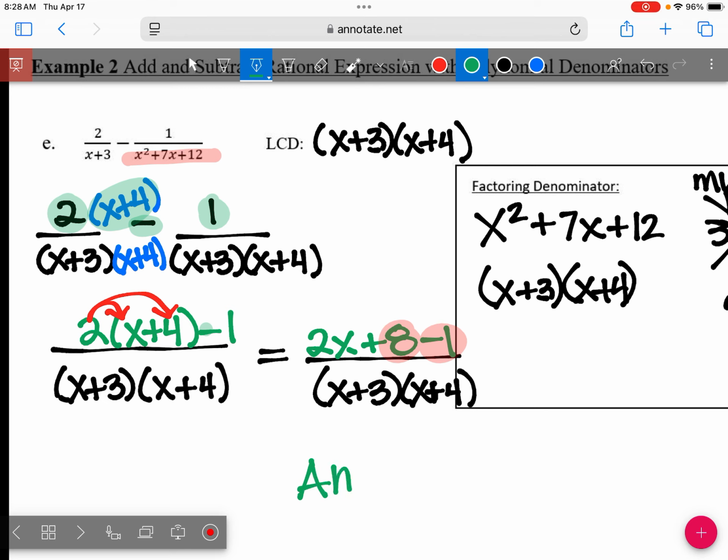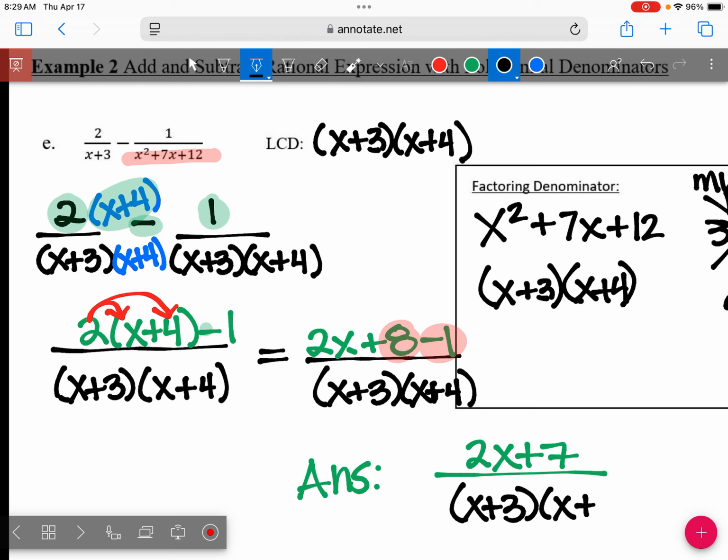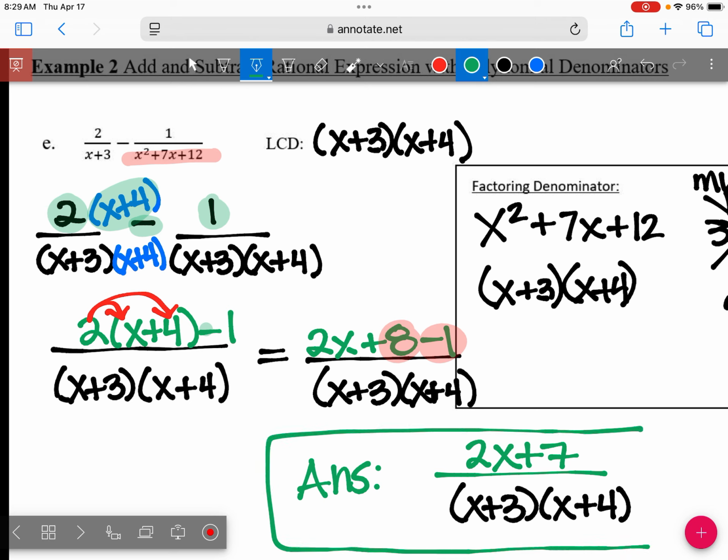So now I'm done. I'm about to write my answer. So my numerator is 2x plus 7. My denominator is my LCD. And that would be my final solution.